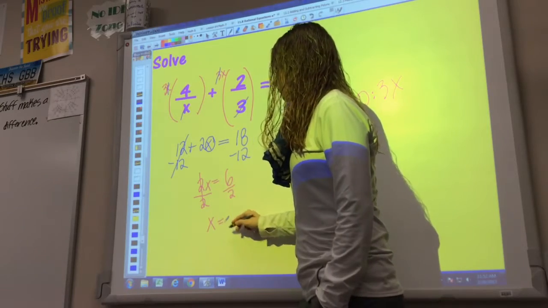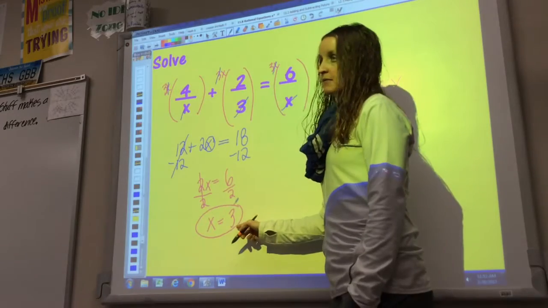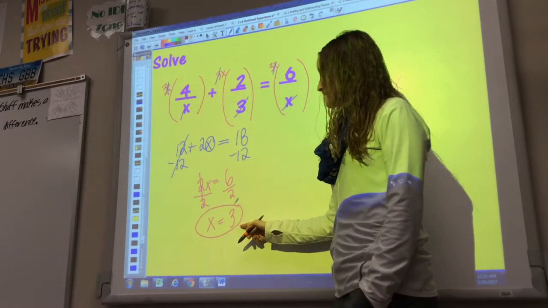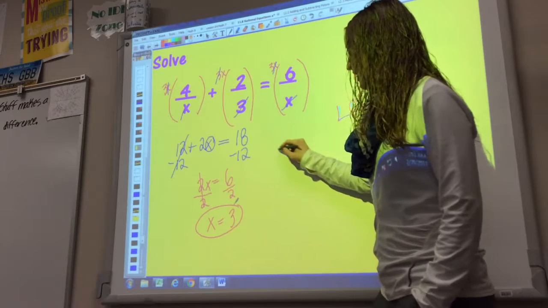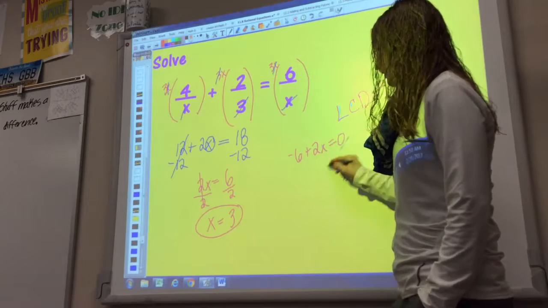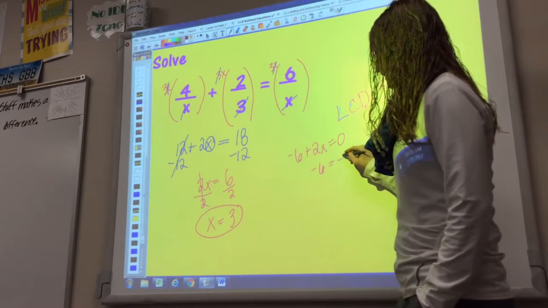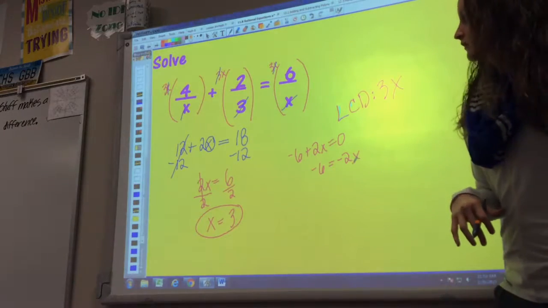Oh yeah, but then you're going to have to move your 2x over. Does that work? Okay, some of you guys went backwards on me and you did this. You subtracted 18, so you got negative 6 plus 2x equals 0, and then you subtracted 2x. Notice, you can do this, it just takes you a few more steps. Divide by negative 2.